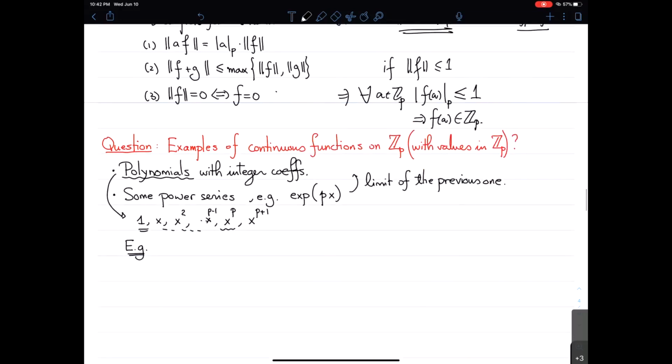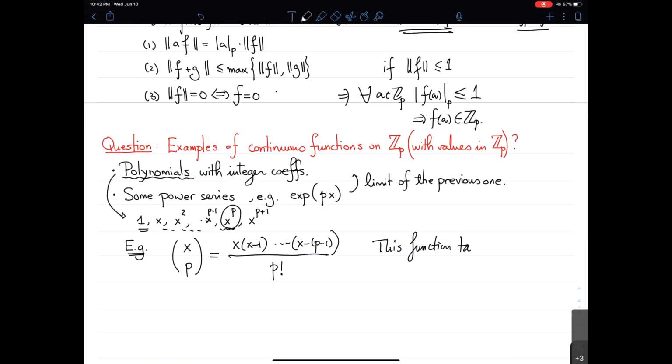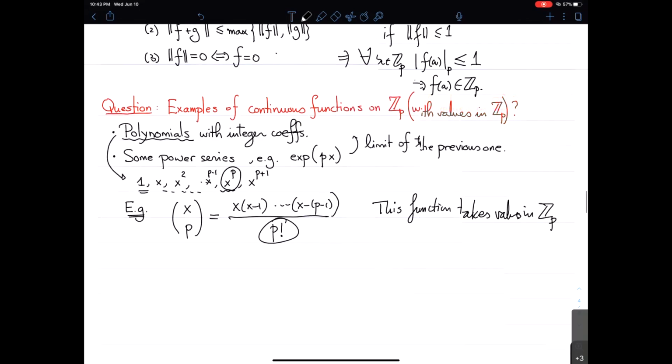So let me give you another polynomial, which doesn't have integral coefficients, but takes integral values. So this is the binomial coefficient, x choose p. Okay. So I want to say that this function takes values in Z_p, despite the fact that you have a p in the denominator. So let's try to prove this.